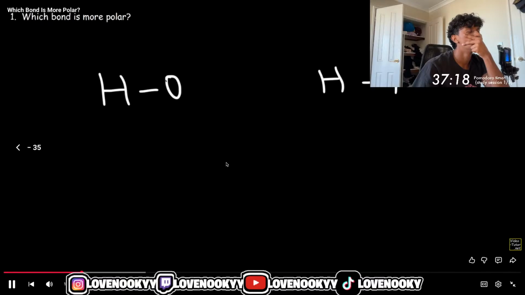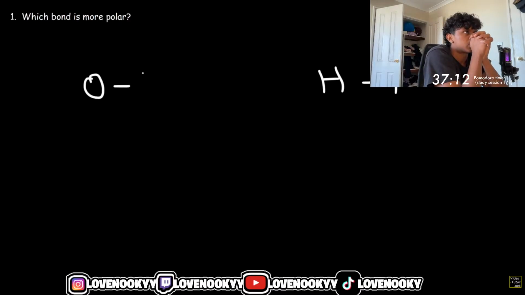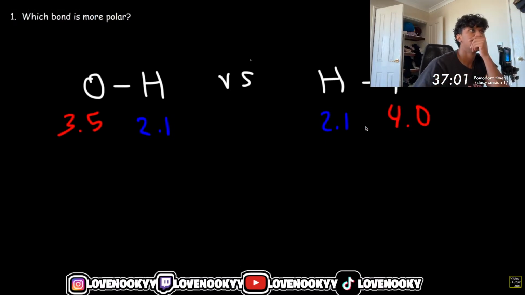Indicate which one is more polar and also indicate the direction of polarity. I'm going to write this as OH instead of HO. So which one is more polar? Now we said that hydrogen has an electronegativity value of 2.1. Oxygen is 3.5, and fluorine is 4.0. Fluorine is the most electronegative element that we know on the periodic table.